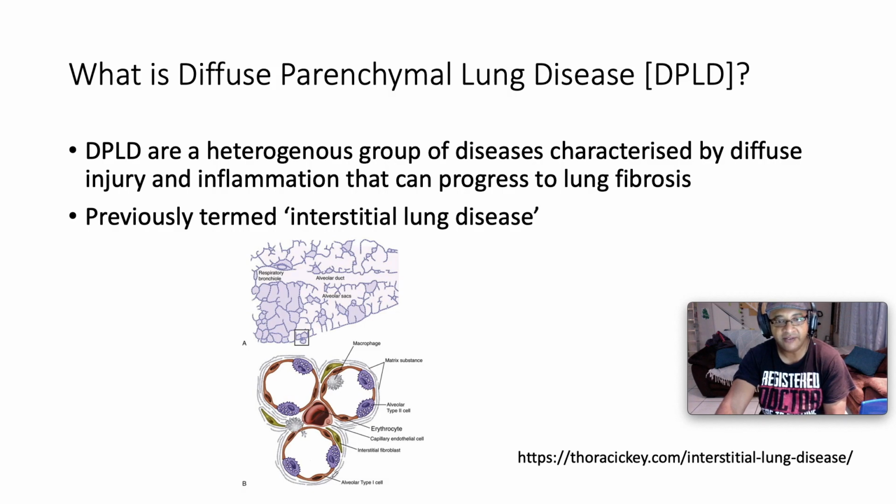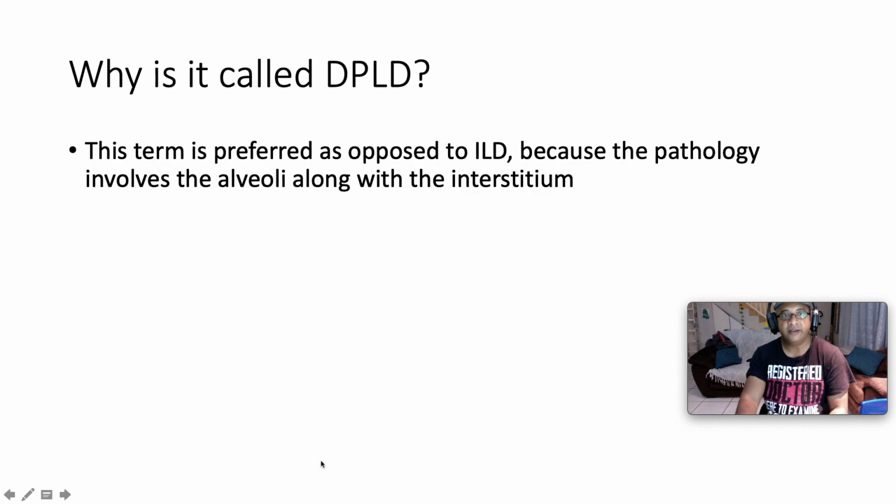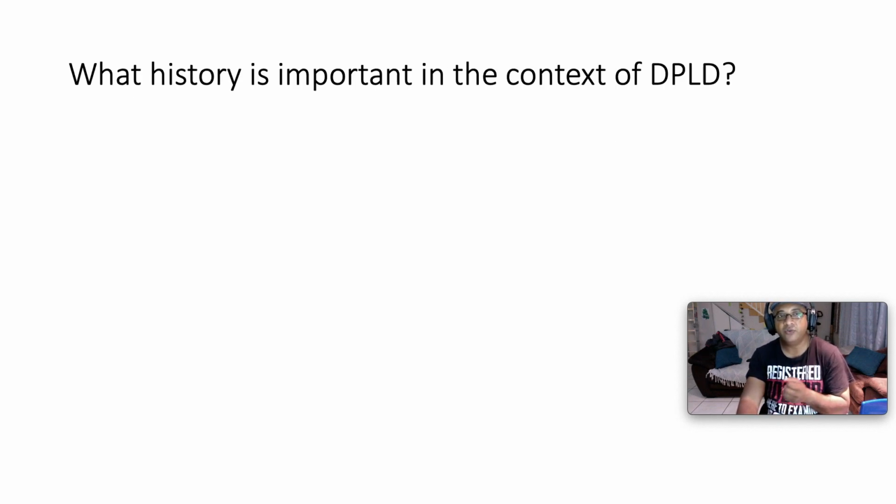So whereas we have the type 1 and type 2 pneumocytes, which are part of this barrier that forms the barrier between adjacent alveoli, right? The term interstitial lung disease implies that disease is confined only to the interstitium, when actually it includes the alveolar space as well. Hence, the nomenclature has changed from interstitial lung disease to diffuse parenchymal lung disease. This term is preferred as opposed to ILD because the pathology involves the alveoli together with the interstitium. So what history is important in the context of diffuse parenchymal lung disease?